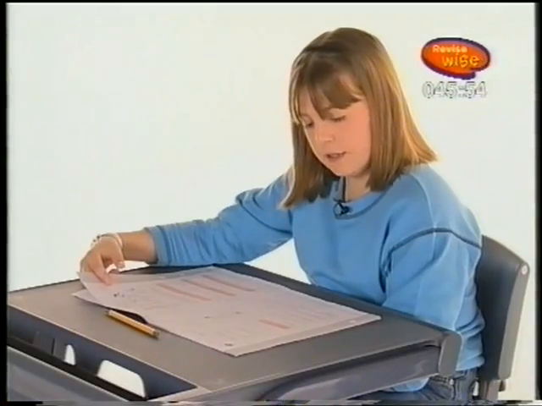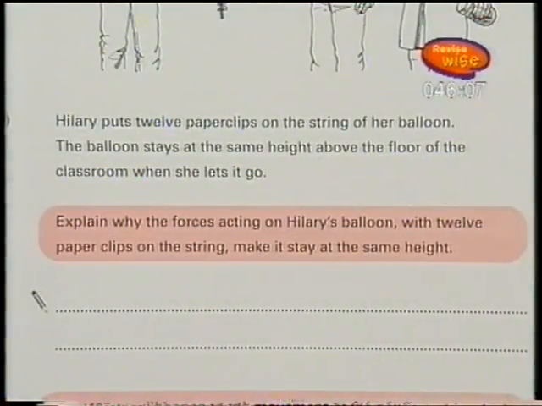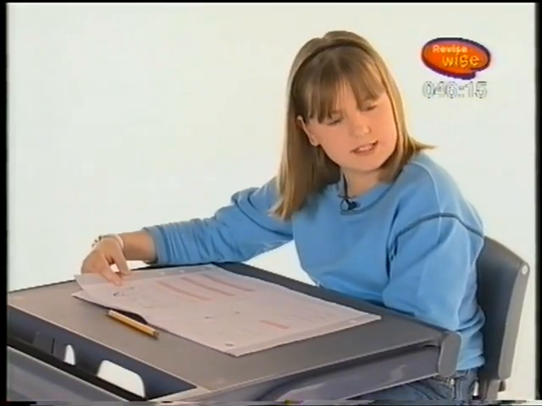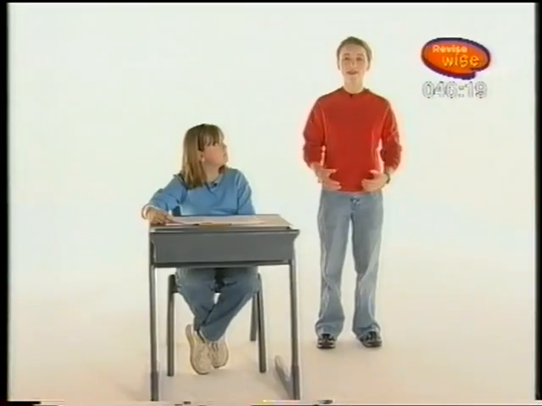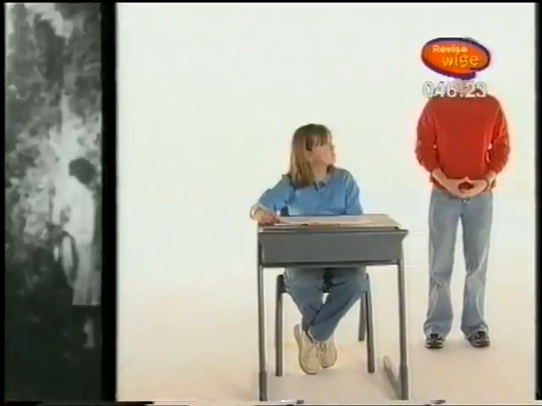The children have some balloons in the classroom. They've been filled with helium. Hilary puts 12 paper clips on the string of her balloon. The balloon stays at the same height above the floor of the classroom when she lets go. Explain why the forces acting on Hilary's balloon with 12 paper clips on the string make it stay at the same height. Well, I know there's questions about forces because it says so, but I need some help sorting it out. OK, let's remind ourselves what forces are all about and then see if we can answer the question.